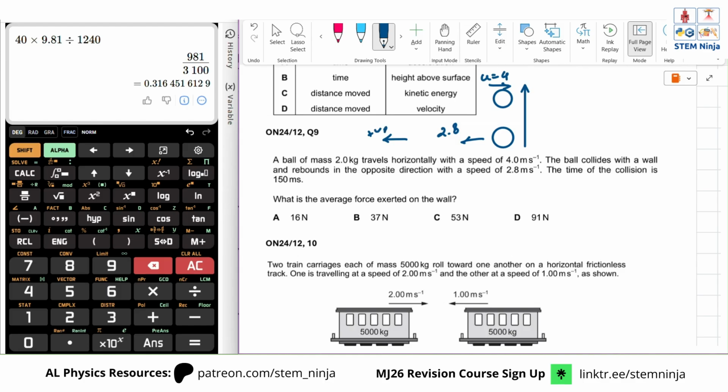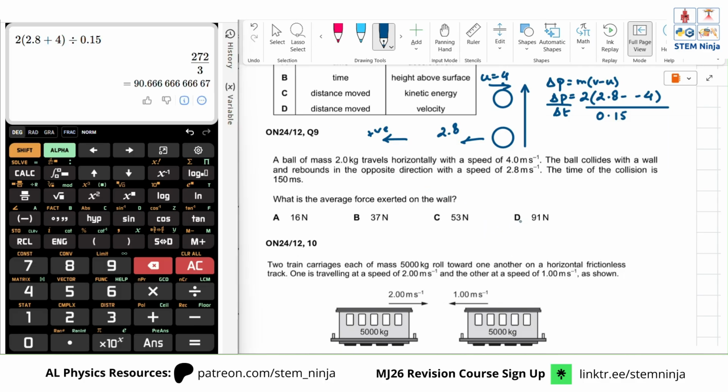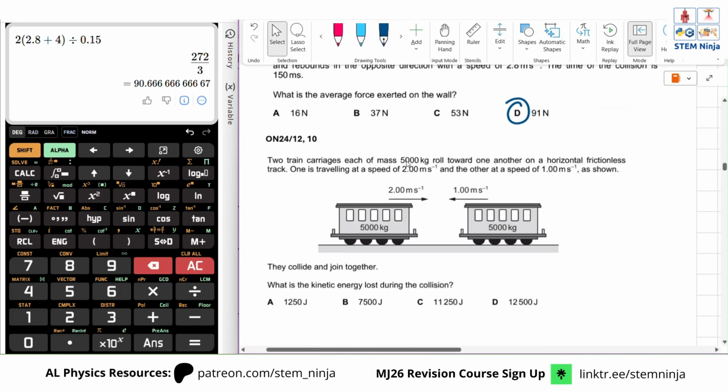So if we consider this direction to be positive, u is going in the opposite direction. So change in momentum is m(v minus u). This is going to be 2.8 minus 4, because considering that that is all in the opposite direction. And if you divide by time right over here, this is going to be 115 milliseconds, so 0.15. So you have 2 times 2.8 plus 4 divided by 0.15. So this is 91. Okay, let's carry on.